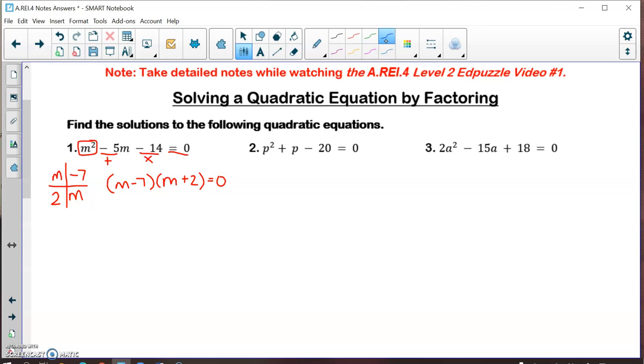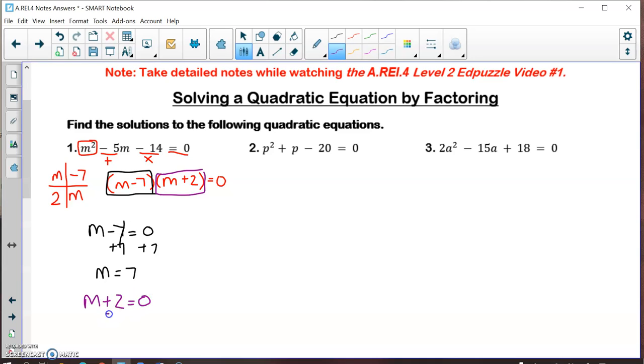And then we're going to go one step further here. Now, by the zero products property, which is what we learned in level 1, we can find what m equals. So I'm going to take my one factor, which is m minus 7, and set it equal to 0, and solve for m by adding 7 to both sides. So one of my answers is m is equal to 7. And then I'm going to take my other factor, which is m plus 2, and set that equal to 0.